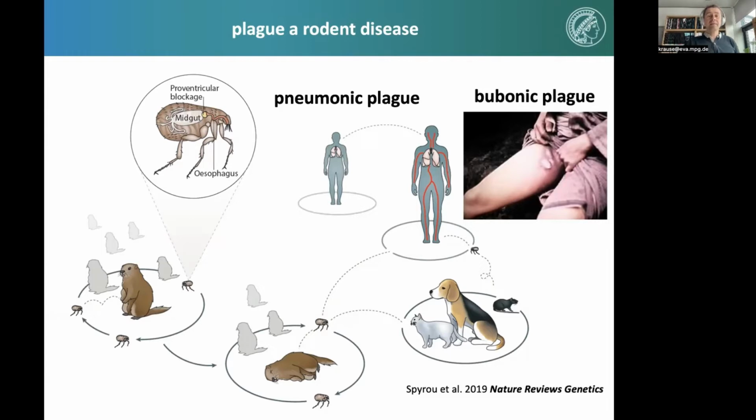And pneumonic plague is actually even more severe. Mortality is more than 95%, and it's very, very rapid. So it often spreads within 2 days and kills people. So it's really a high mortality even today.